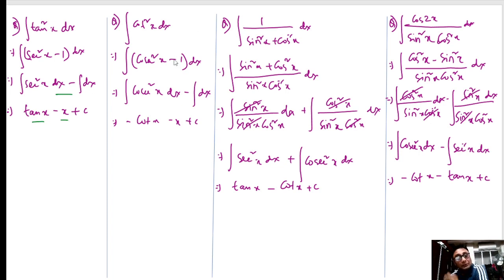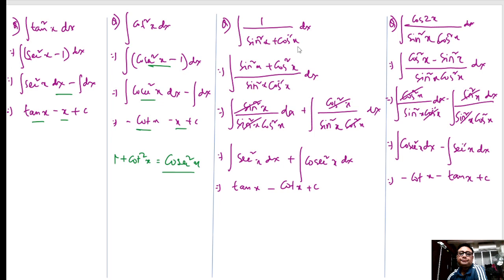This is cot square x. 1 plus cot square theta is cosec square theta. So from here, cot square x is cosec square x minus 1. Integration of cosec square x is minus cot x minus x. You will always follow that formula list whenever I am doing this, please.